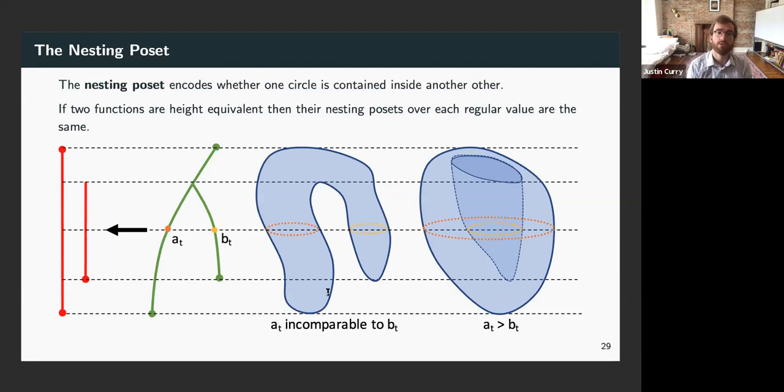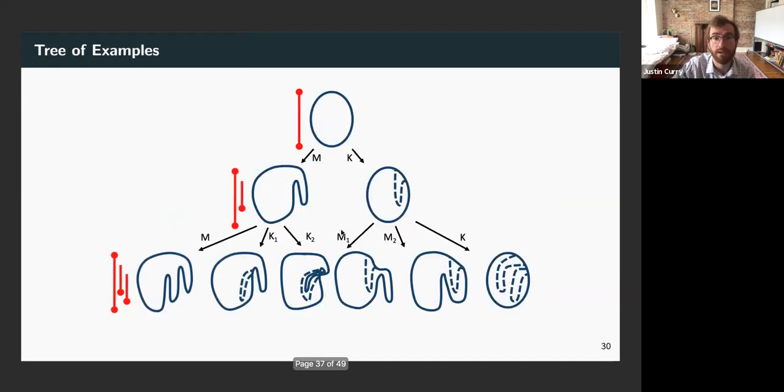So one thing you can do is you can enrich your Reeb graph with the nesting poset, which records when one circle is inside of another for a given regular value. And so the idea is just by enriching the fibers of the Reeb graph with this nesting information, you can have further discriminatory power. No, it's still finite.